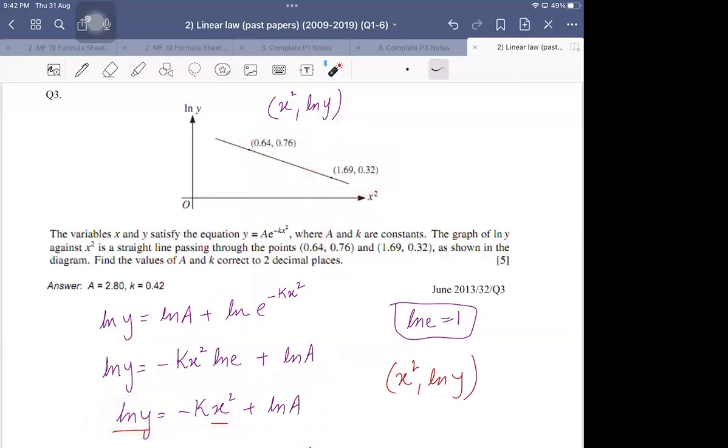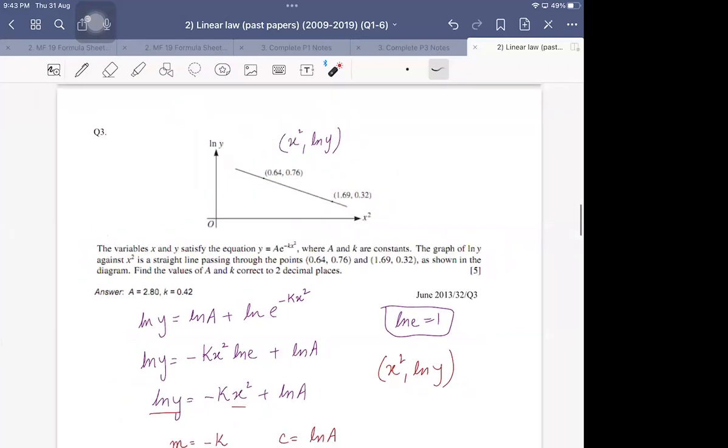We know after transforming that the gradient is negative k, and we have been given a straight line with two coordinates. So if we can find the gradient using these 2 points. So how can we find the gradient? What is the formula of gradient? Y2 minus y1 upon x2 minus x1, right? But over here, there's ln y. So normally it's change in y upon change in x. But over here, it's change in ln y upon change in x square. So 0.32 minus 0.76 divided by 1.69 minus 0.64.